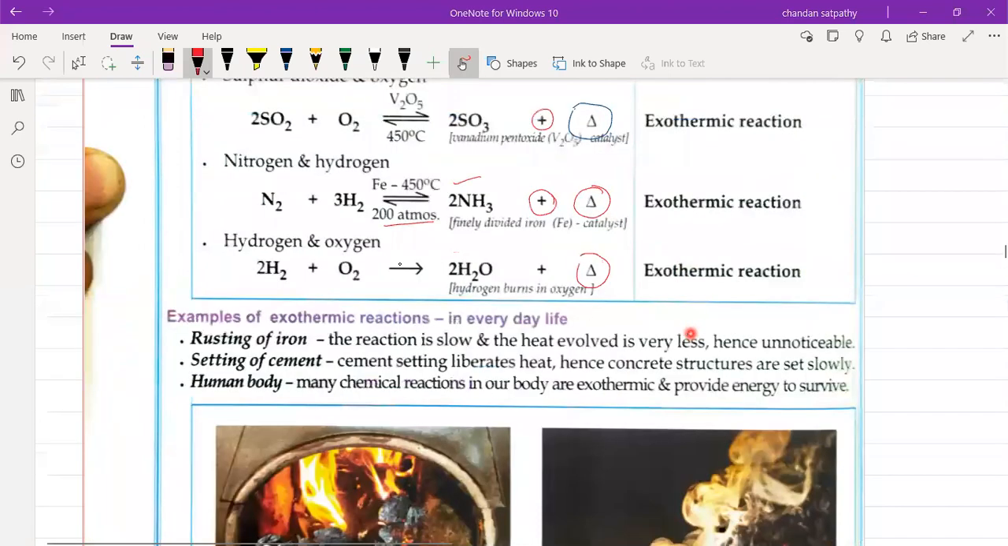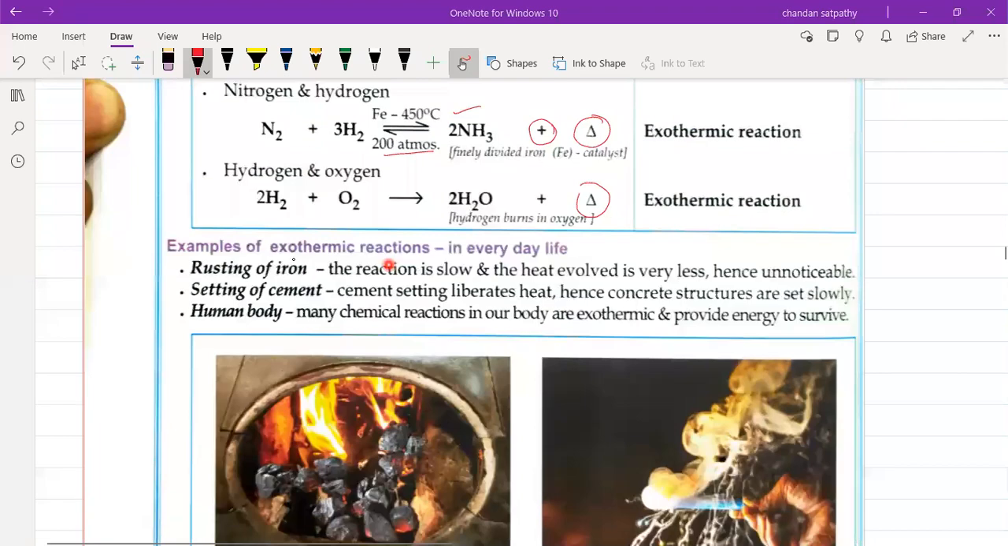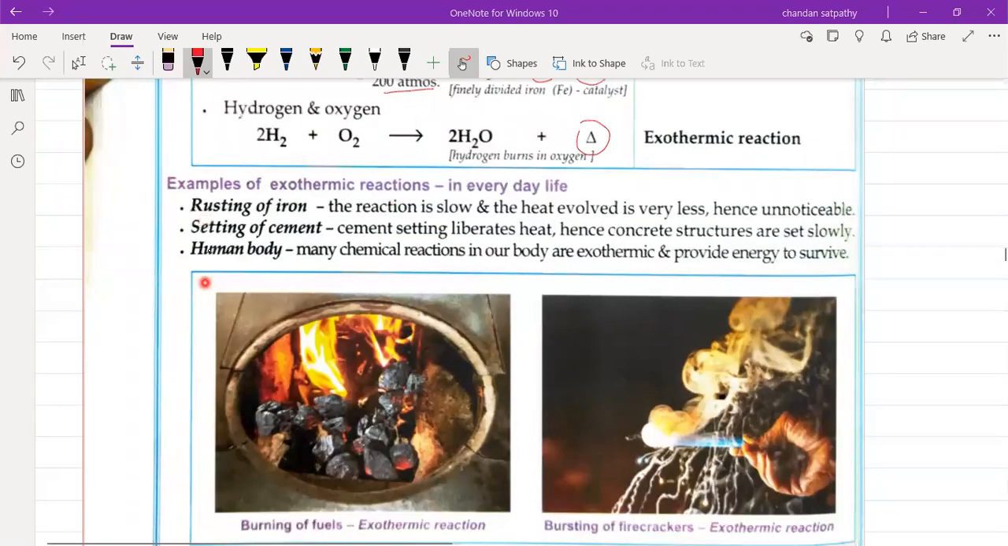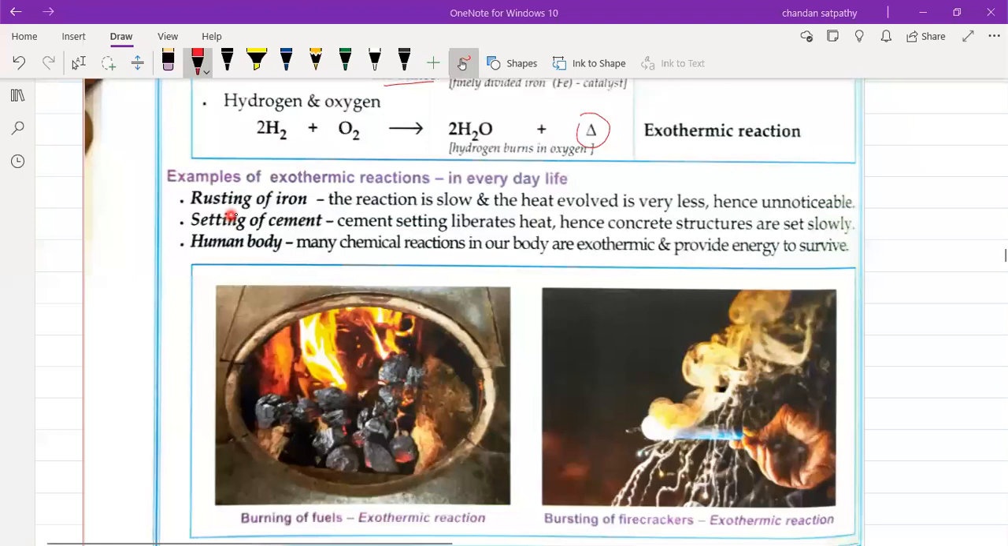Now let us take some examples of exothermic reactions in our daily life. First is rusting of iron. Do you know that when iron rusts, it is an exothermic reaction?